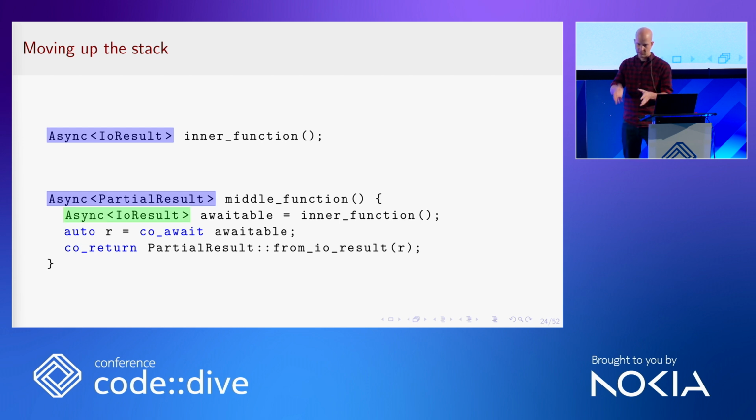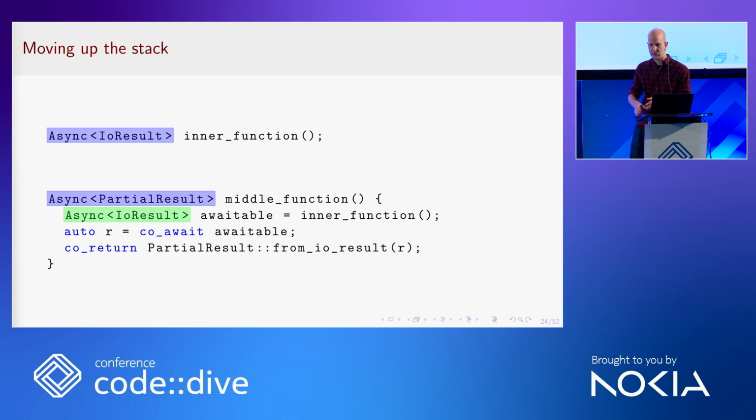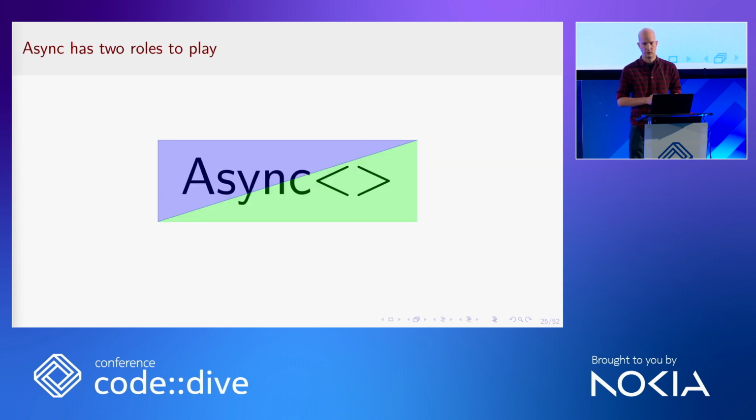So what we see here now is we have the async type in two different roles. We have this once in the role of the return type and once in the role of the awaitable. And we didn't have that before. So the async now has a dual interface. And understanding that is one of the key insights here to how the mechanism works for async IO.